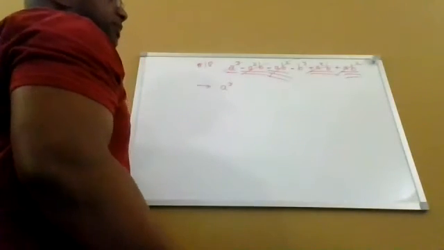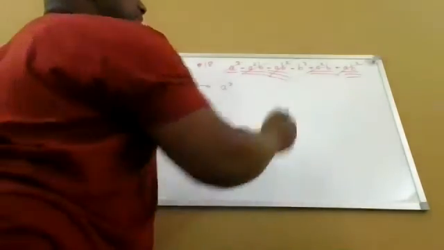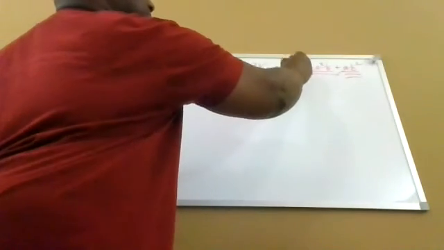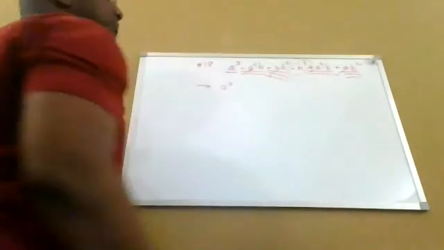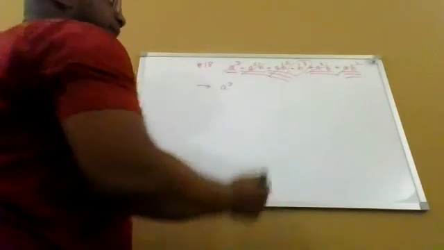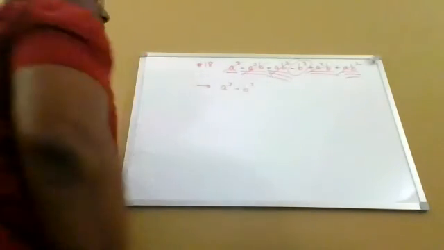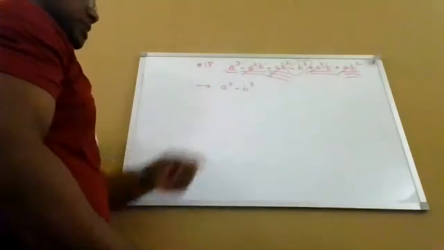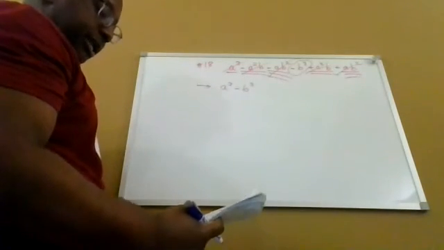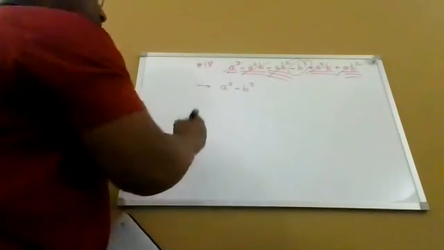And that leaves me with just minus b to the third power. Have nothing to combine with that, so I'm going to just bring that down. So your final answer is a cubed minus b cubed. Okay, number 19.